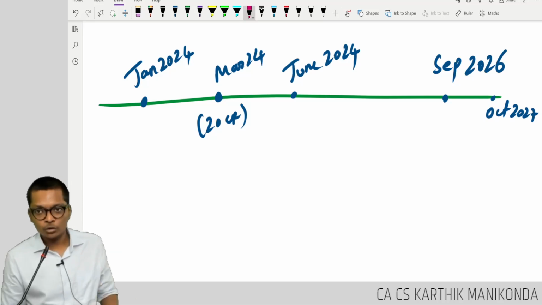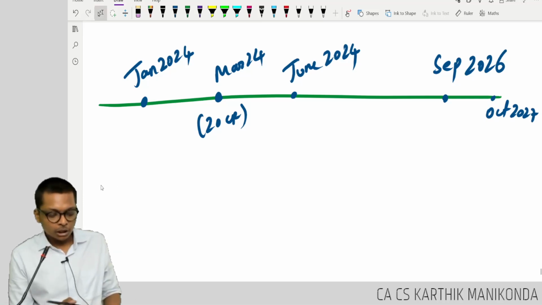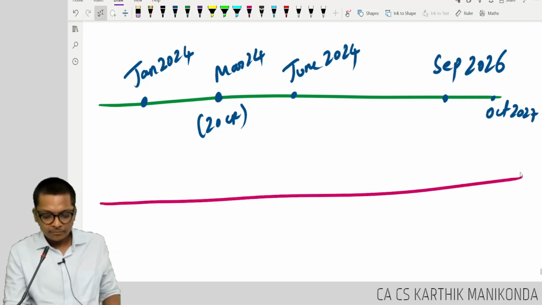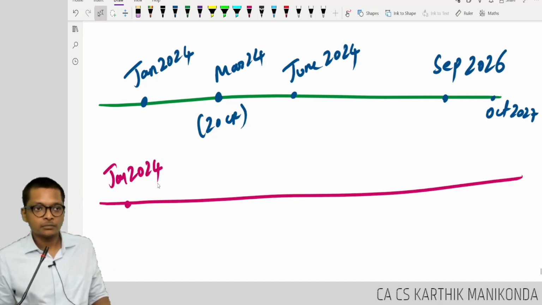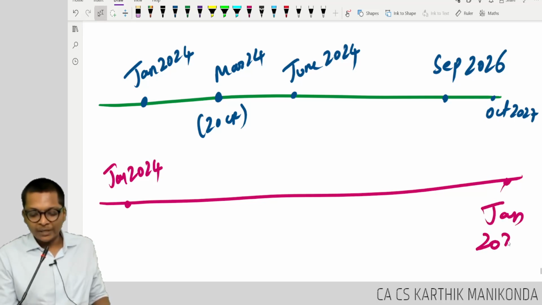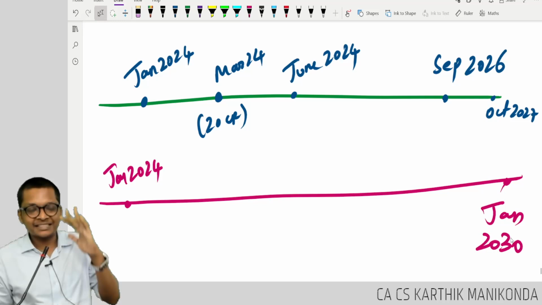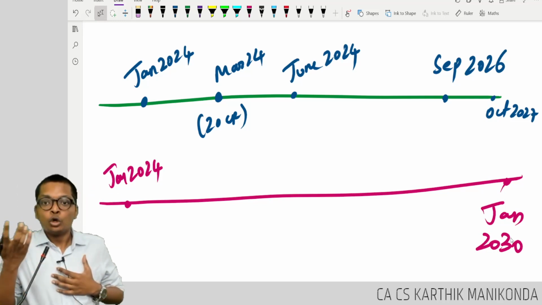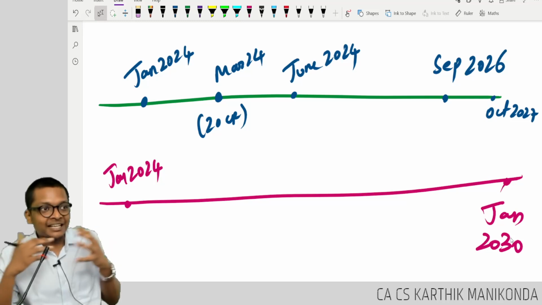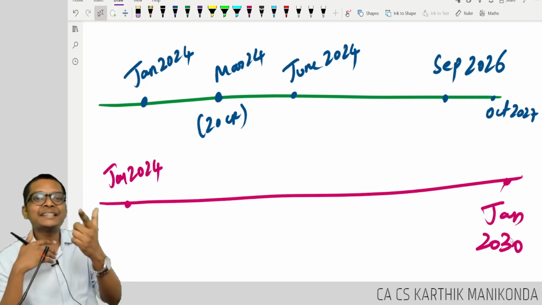First scenario, imagine the loan was taken in Jan 2024 and the loan is outstanding till Jan 2030. Six years he has still not repaid the loan, because you can't expect the loan period to match the construction period. How can it be the same?